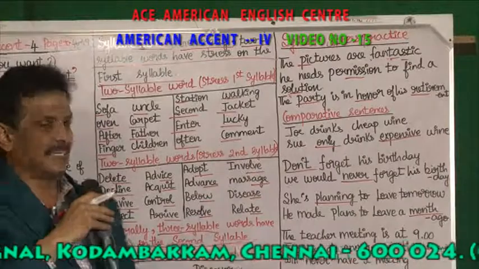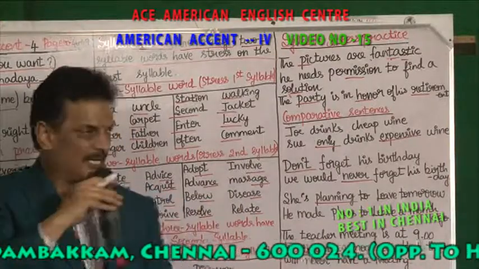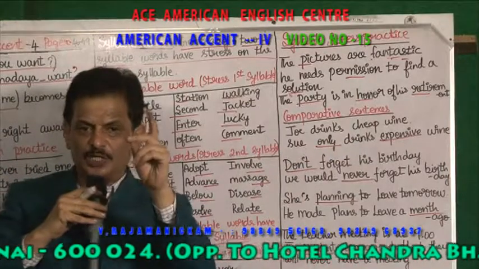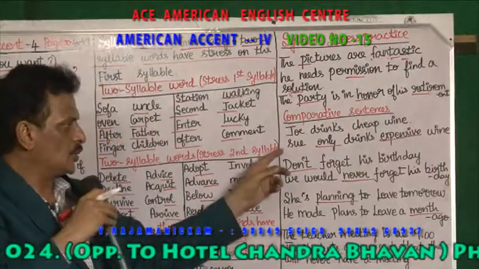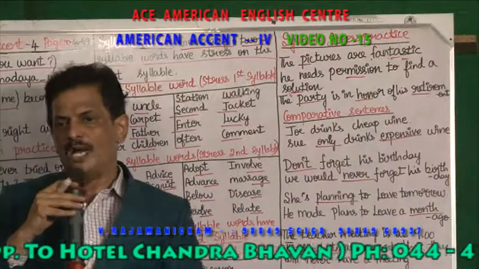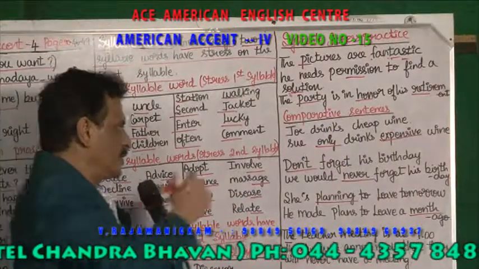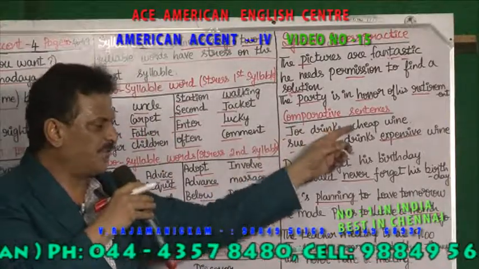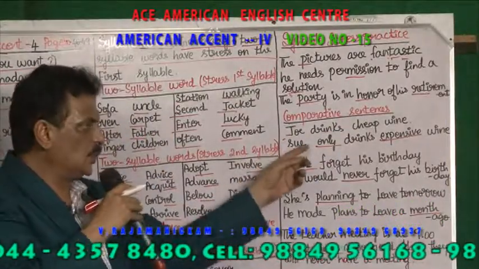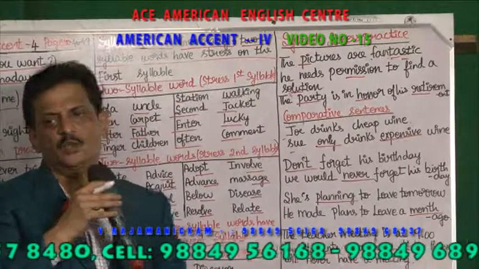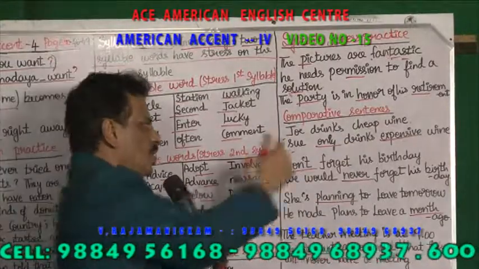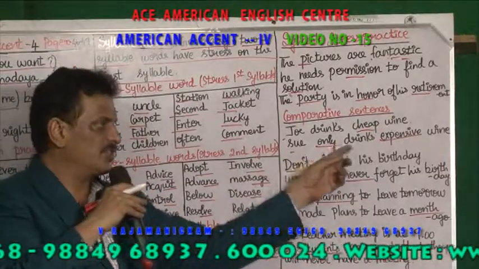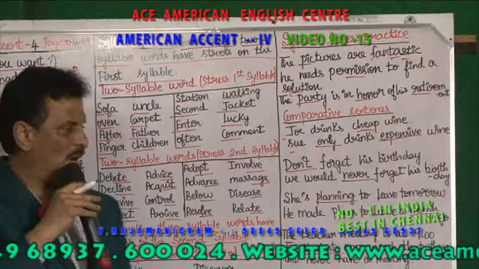Now comparative sentences. Comparative means what? You're comparing two sentences. Joe drinks cheap wine. Sue only drinks expensive wine. It is comparative, right? Joe is a person, Sue is a person. So Joe drinks cheap wine, but Sue only drinks expensive wine. So expensive is stressed. Cheap. Joe drinks cheap wine. Sue only drinks expensive wine.